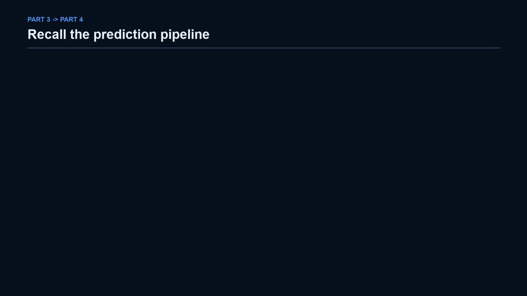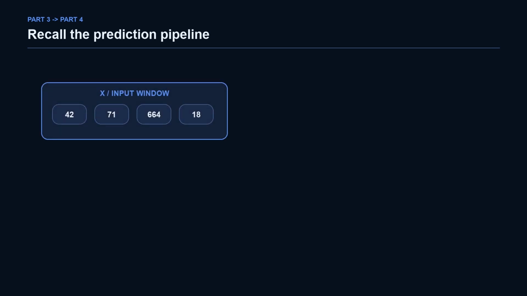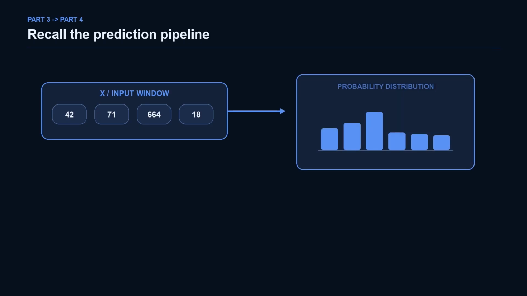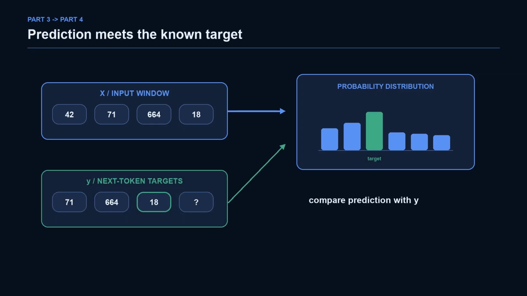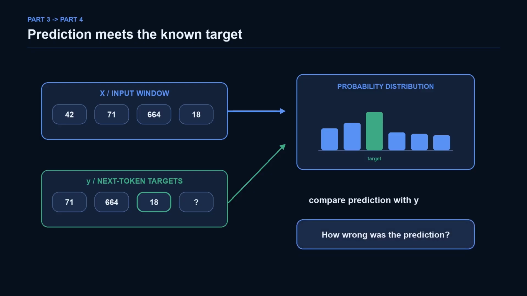Let's quickly recall where we were. The model receives a batch of input windows. For every token position, it produces a probability distribution over the entire vocabulary, which is its best guess at what comes next. And then we have the targets, which are the actual next tokens from the Y array that we built in video 2. Now, we need to answer the question of how wrong the model is in predicting the next token. That gap between prediction and the truth is what the training process lives on.